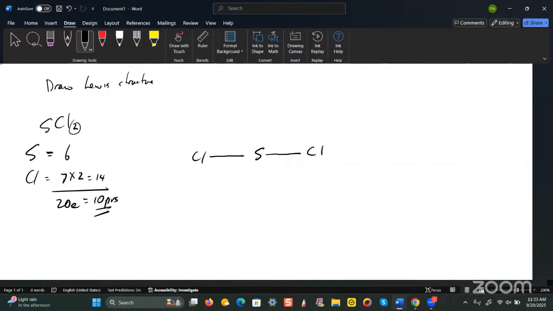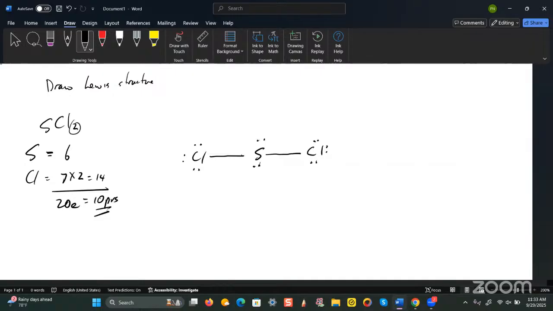So this is pair number 3, 4, 5, 6, 7, 8. All right, so now we have used up 8 of the 10 pairs. So the next question is, where will the other 2 pairs end up? And the answer would simply be on the sulfur. And that's it. And that would be the Lewis structure of this molecule.